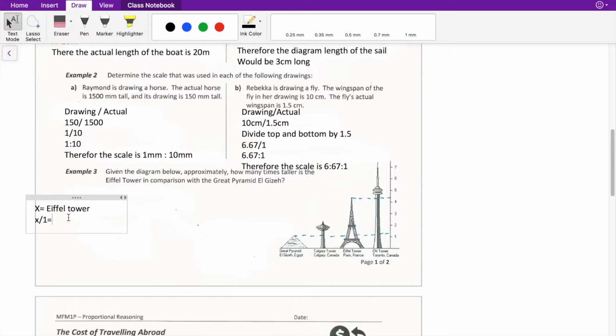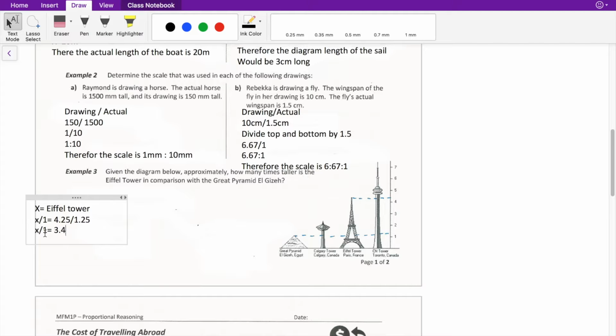Okay? Then we're going to put the actual sizes up. So if we take a look at our chart, the actual size of the Eiffel Tower is about 4.25. And the actual tower of our pyramid is about 1.25. So our first step in solving this is to go 4.25 divided by, remember if it's a fraction, that fraction just means divide, by 1.25. So x over 1 equals 3.4.